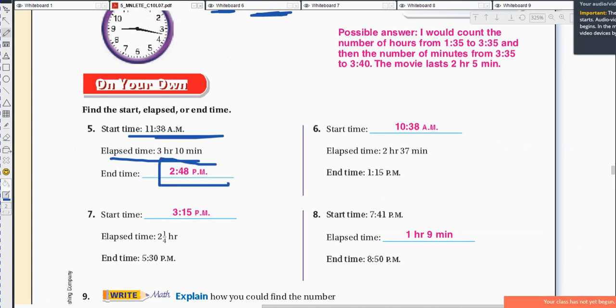Like that. Okay, number 6, we have the start time. I don't know the start time, so he asked me to get the start time. So we have to inverse the operation. You have to go back in time, so you have to subtract. So we have here 2 hours 37 minutes as the elapsed time, and the end time 1:15 p.m.